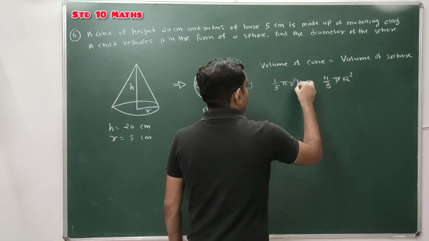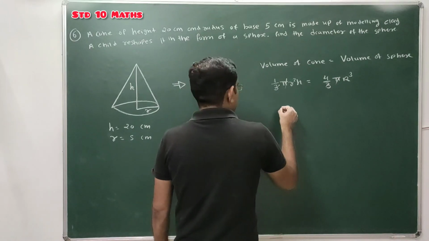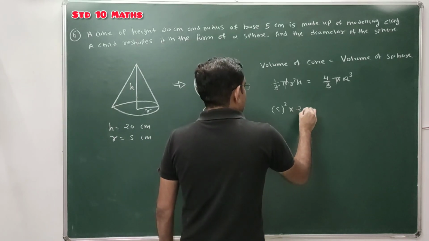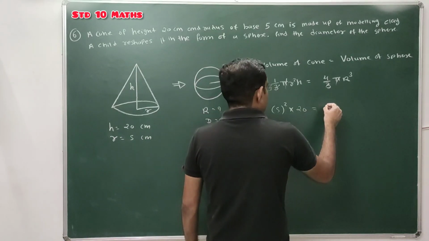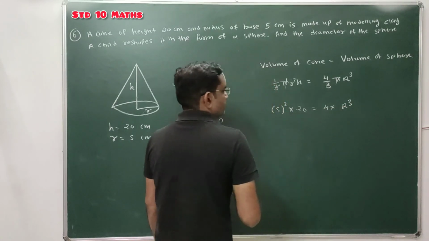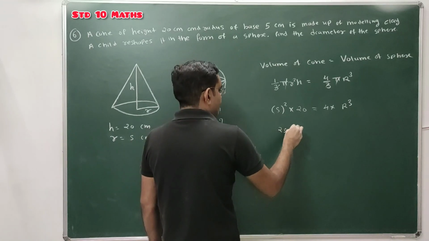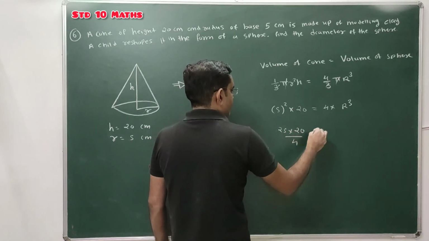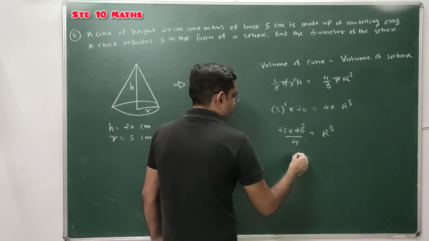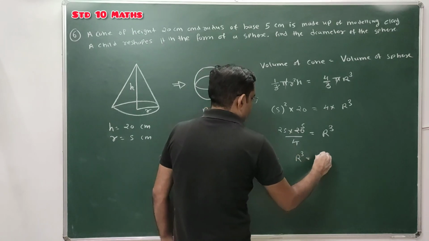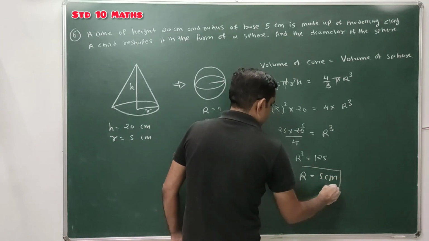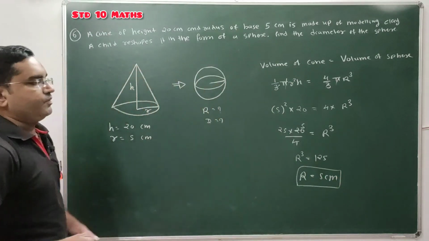This 3 will be cut, this pi will be cut. R square h, R square is nothing but 5 square, h 20, equal to 4 multiplied by R cube. So 5 5s are 25 multiplied by 20 by 4 equal to R cube. 4 5s are 20. So it's R cube equal to 125. So radius R is 5 centimeter. Radius R of the sphere is 5 centimeter.